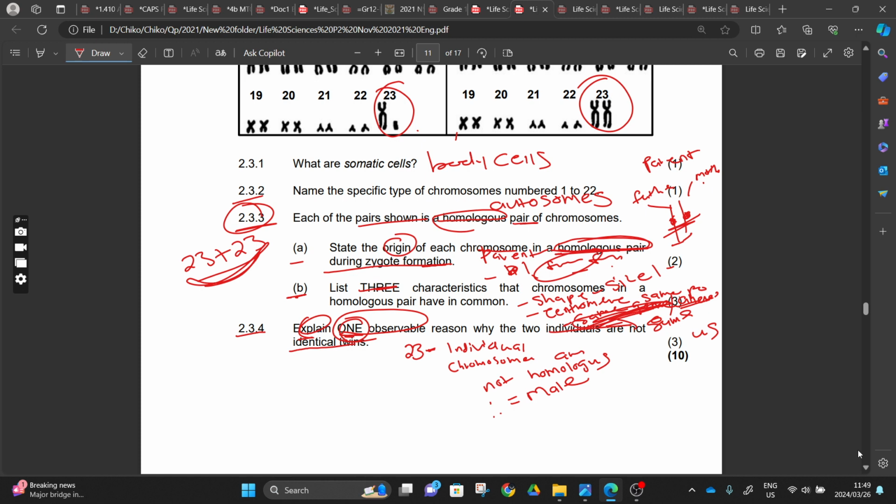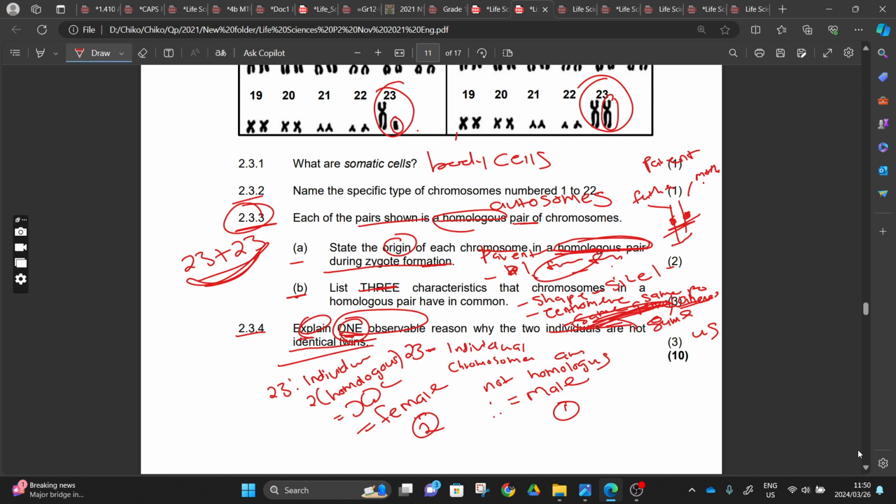We can see that in these 23, they have a short one, and then in these 23, both of them are big and big. We can see, but explain to us, what does that mean? And then you can say pair number 23, as you can see there, individual number 2, both chromosomes are homologous. And then this equals XX, she's a female. So hence they are not identical twins, because the first one is a male and the second one is a female.